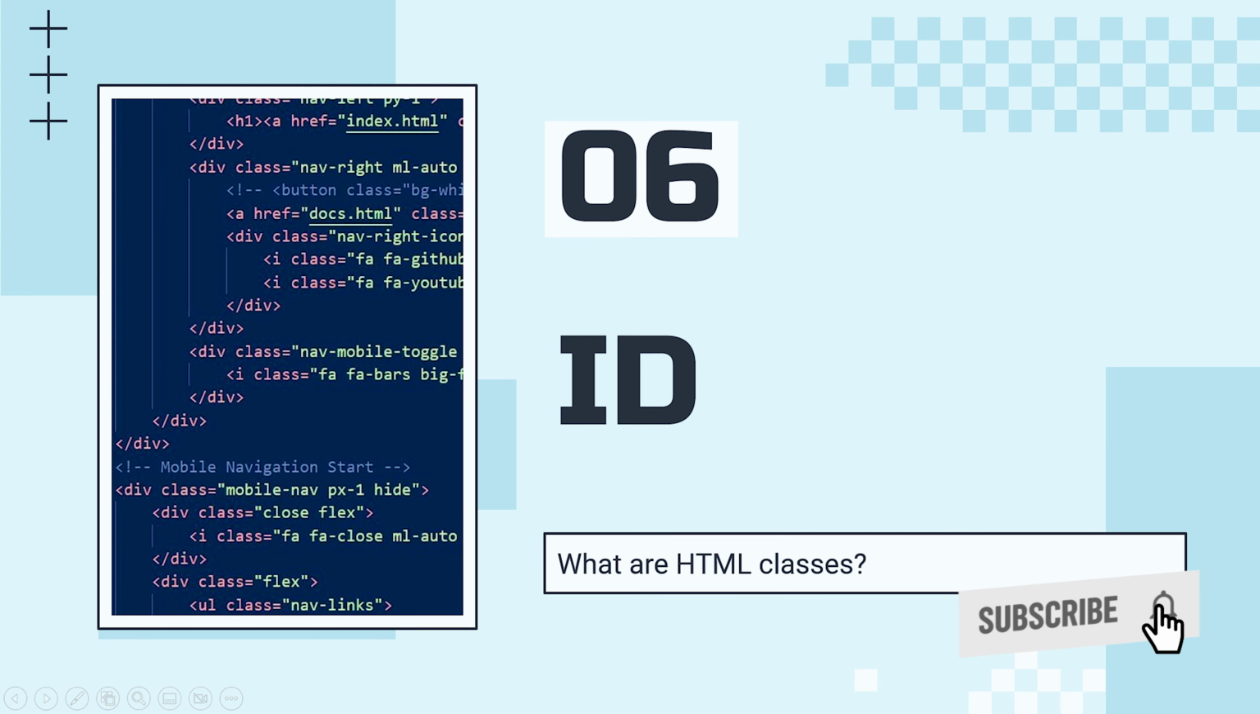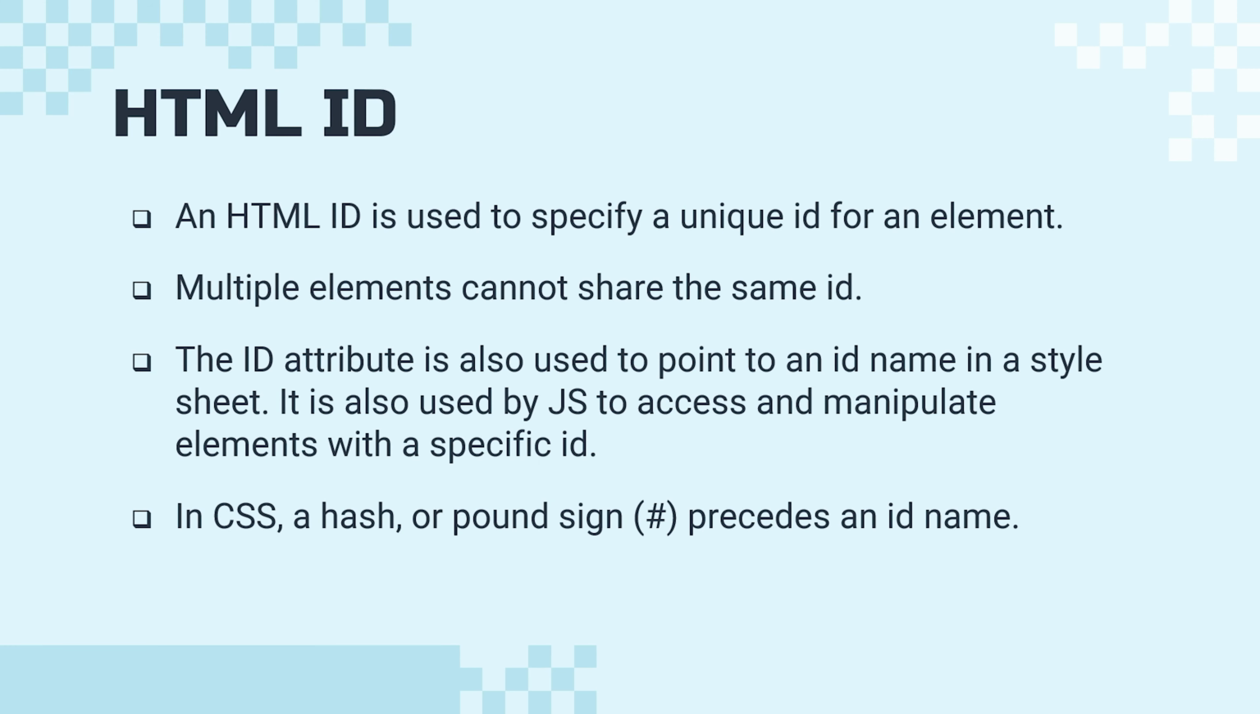In this video, we're going to talk about HTML IDs. In the previous video, we discussed HTML classes, which are kind of similar to HTML IDs, but have their distinguishing features. An HTML ID is used to specify a unique ID for an element. Multiple elements cannot share the same ID.